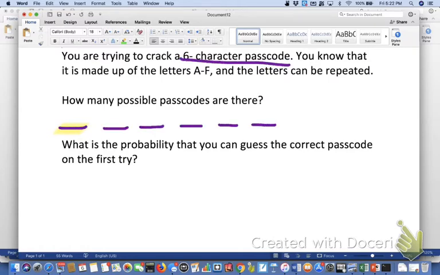So there are 6 characters in the passcode, and we know that it's made up of the letters A through F and that they can be repeated. So A, B, C, D, E, F. Okay, that's 6 different letters that you have to choose from.